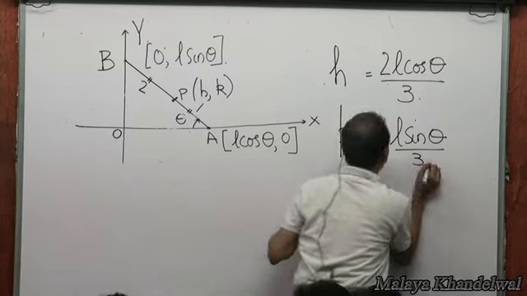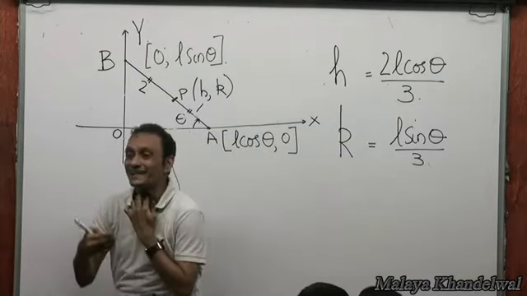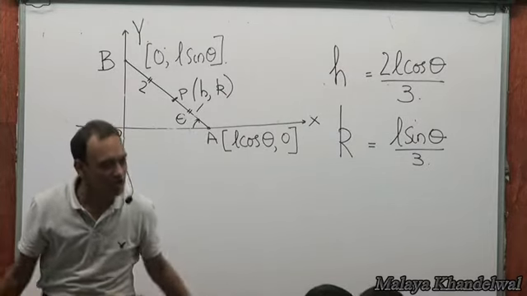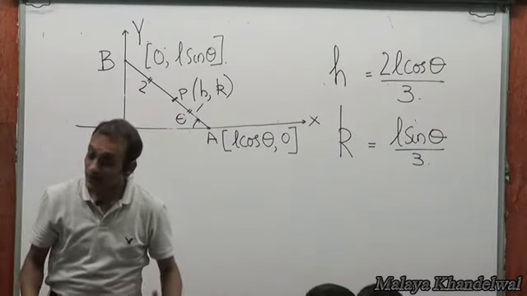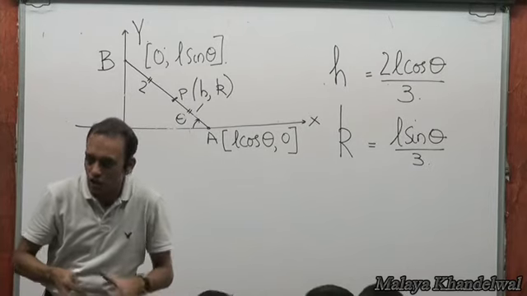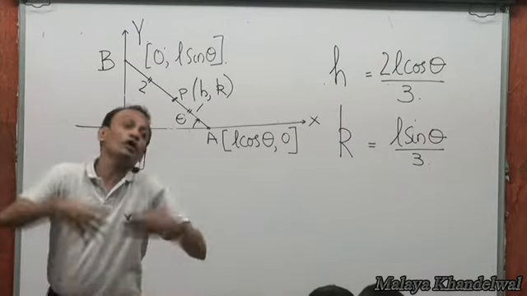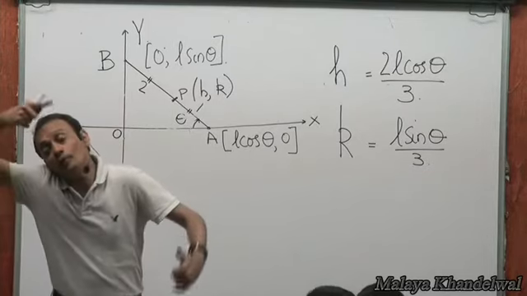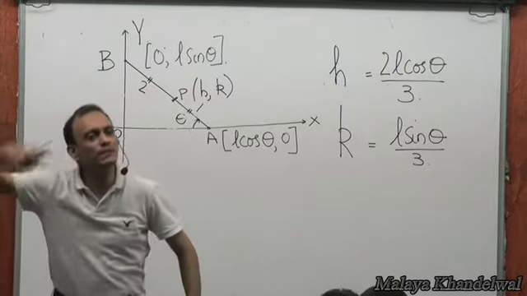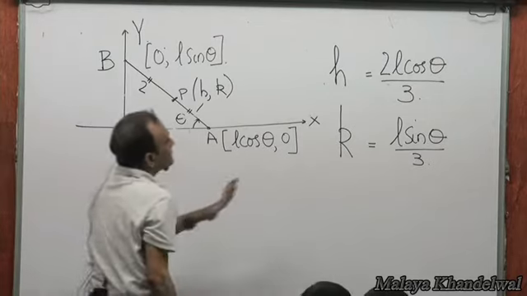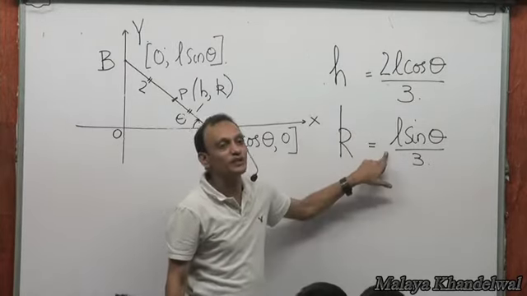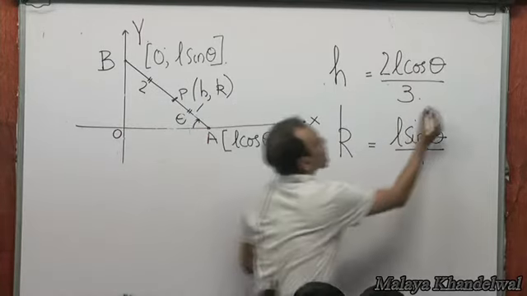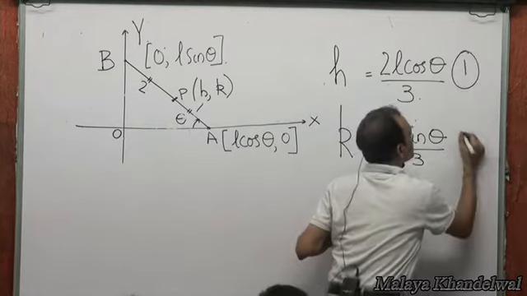Now I need a relationship that would connect h and k in a manner that theta is not prevalent. If that relationship does not contain theta, that means it's true for all hk's. It does not depend on what theta is. It will be true for all points hk on the path traced by P. That means I want to eliminate theta from these two equations. Let's say this equation is 1 and this equation is 2.